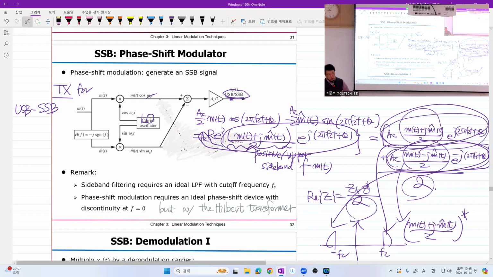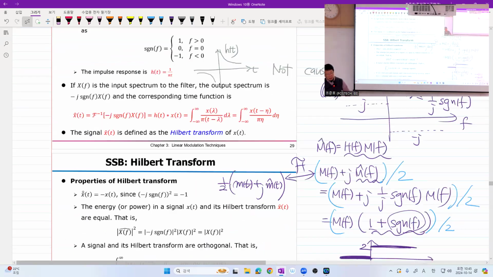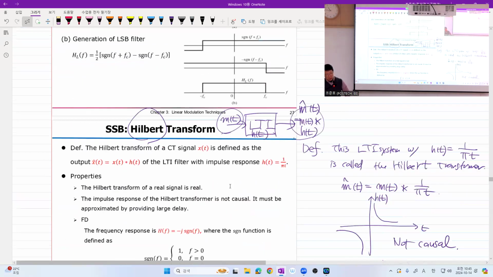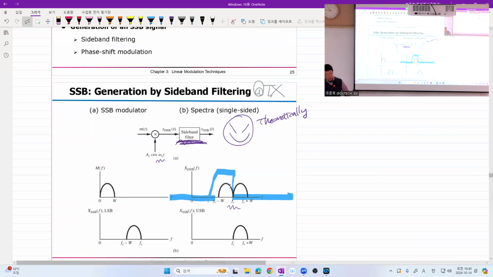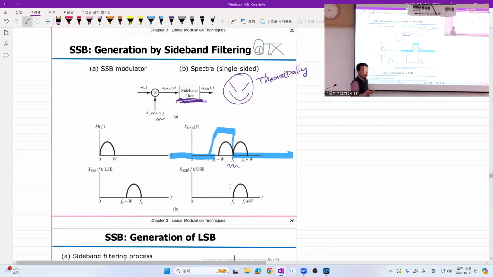So without using the formidable complexity sideband filter, you may utilize a Hilbert transformer if it can be well approximated and implemented using a circuit. Got it? Okay, that's all for today.